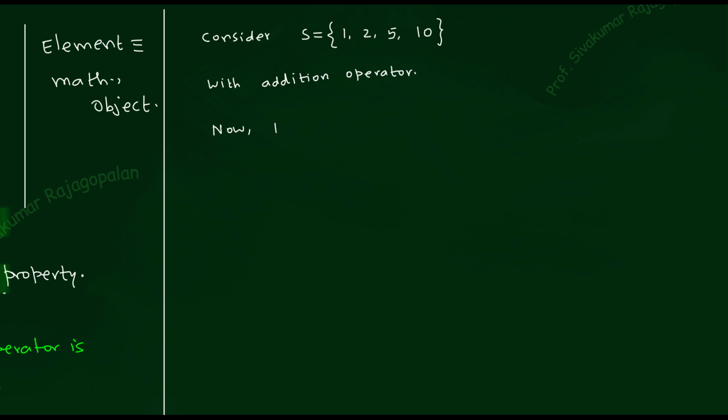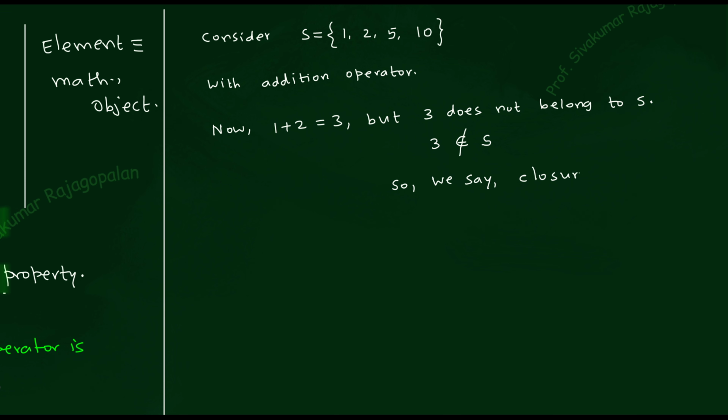Now let us add 2 things. What will happen if 1 plus 2? 1 plus 2 is 3. But where is 3? 3 is not there. That is what I'm writing, that 3 doesn't belong to our original set. Yes. That's all. This is the point. We write like this: 3 does not belong to S, using the symbol for does not belong to. S means set. And because of that reason, we make a conclusion that the closure property is not satisfied.